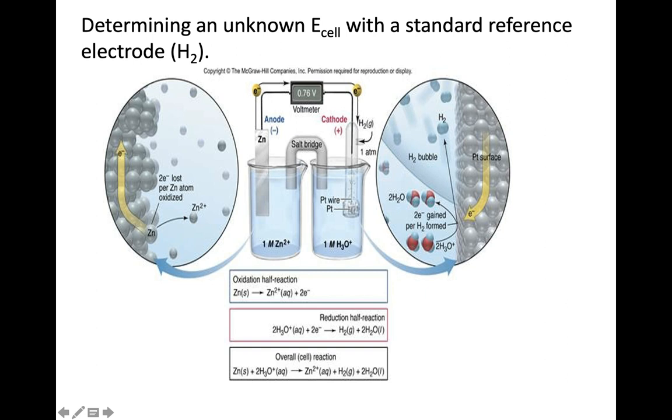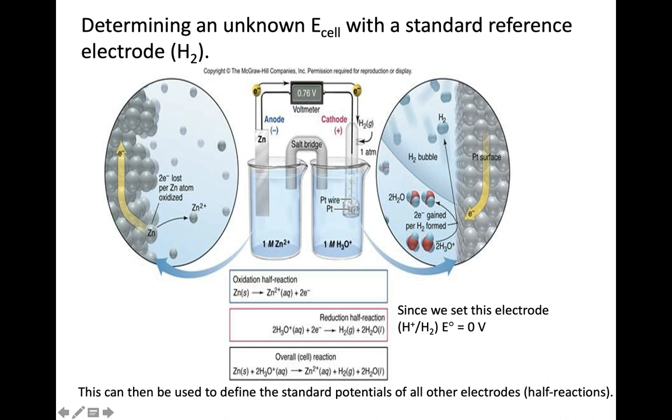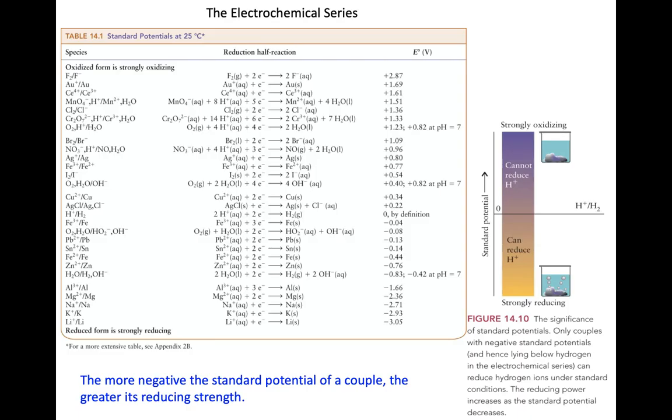Here's a picture of that going on. On this side, we have the anode side, with the oxidation of zinc, and on the cathode side, we have the standard hydrogen electrode. Since we're setting this reduction to 0, and we can read the voltmeter at 0.76, that 0.76 is assigned to the zinc oxidation. This can be used to define the standard potentials of all other electrodes, all known half reactions. When we put them all together, we get what's called the electrochemical series.